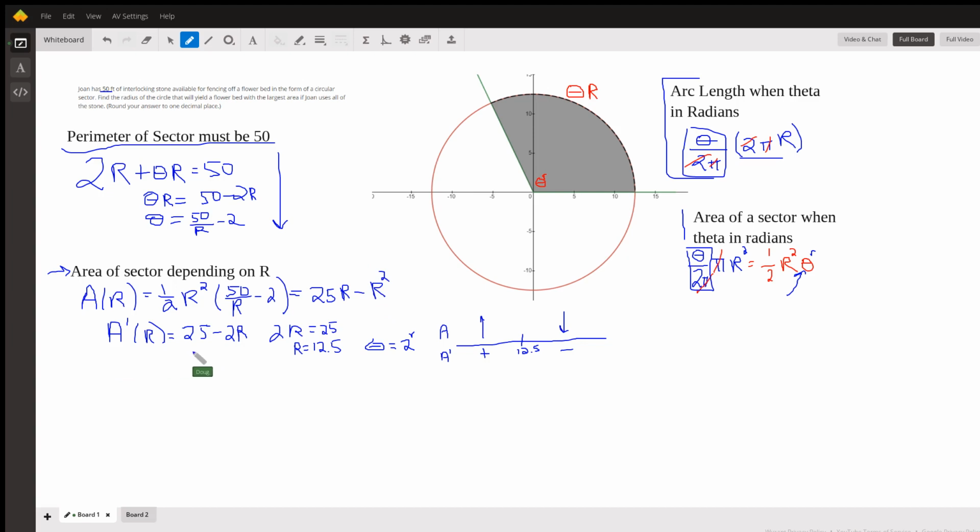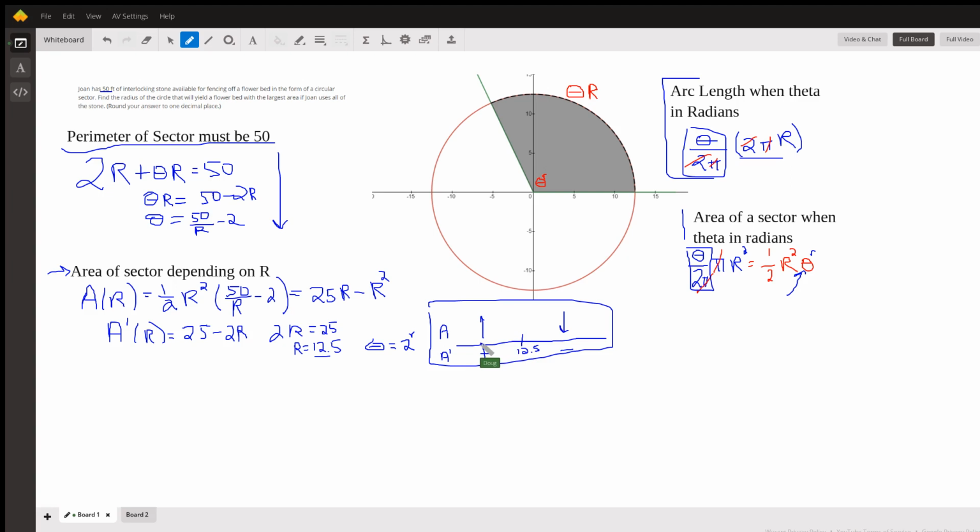So A prime of r is 25 minus 2r. Set that equal to 0 to get critical numbers. The only critical number is 12.5. And here we use the first derivative test to prove that that 12.5 is generating a maximum value. So 12.5 is where the first derivative equals 0.